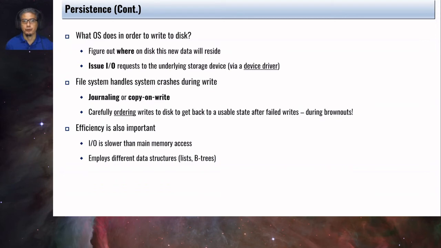It's also important when it comes to persistence efficiency. It is a known fact that disk access is slower than main memory access. So when designing algorithms or deciding where to store the data on the disk, some efficient algorithms must be developed in order to improve efficiency. One way to do this is to use high performance data structures like B-trees, for example, which are actually used in databases.